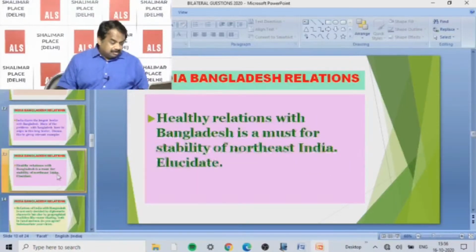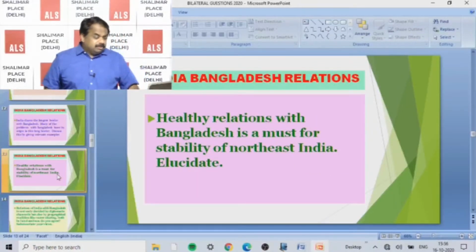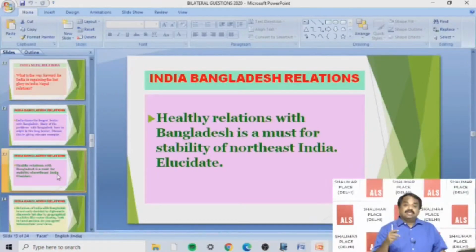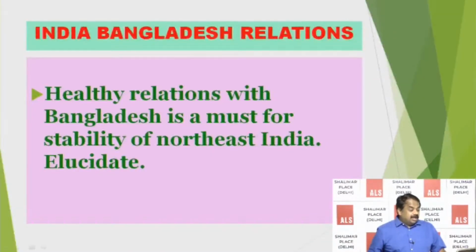Coming to the next question: a healthy relation with Bangladesh is a must for even stability in Northeast India. So we can also talk about that angle. Healthy relations with Bangladesh, because Northeast India is separated from India by Bangladesh, and the link is the Siliguri Corridor. It is only a few kilometers wide. Otherwise it is almost separated from the mainland because of the presence of Bangladesh. So how to deal with it, and what all can be done?